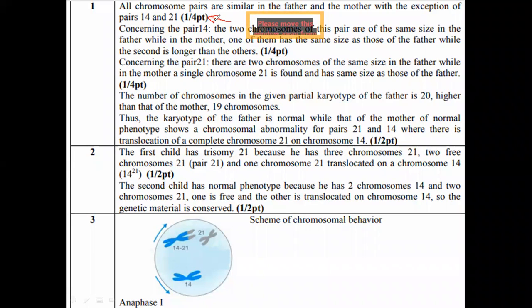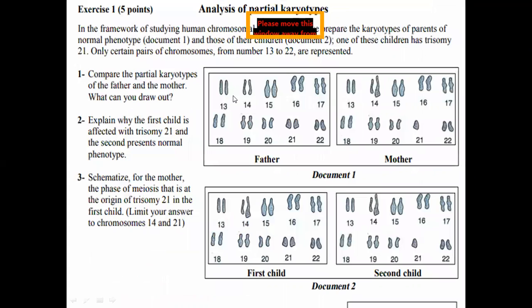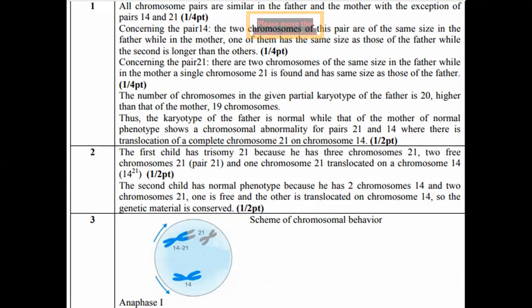Why 20? If we move back to the karyotype, how many pairs do we have? 1, 2, 3, 4, 5, and here 1, 2, 3, 4, 5. So 10 pairs, 10 times 2, 20. While here we have a missing chromosome, so we have 20 minus 1, so it's 19 chromosomes.